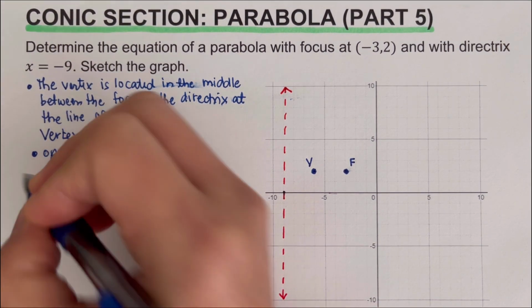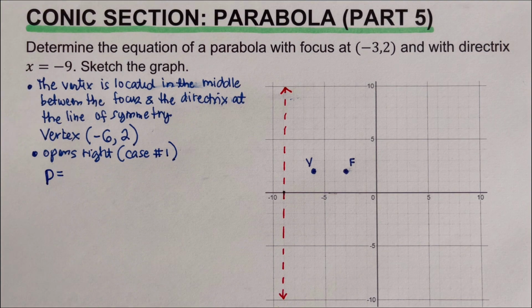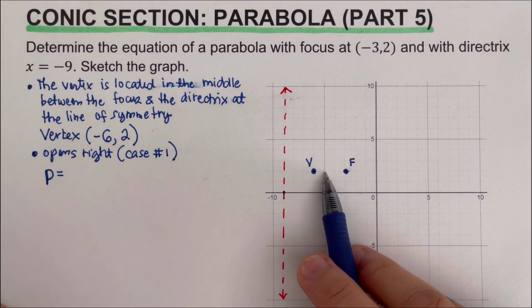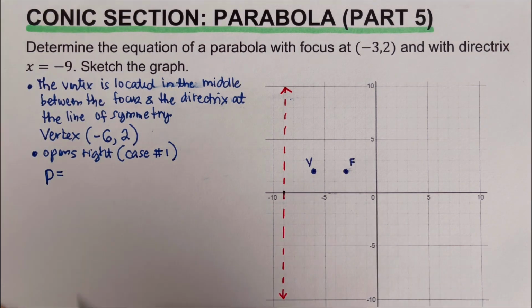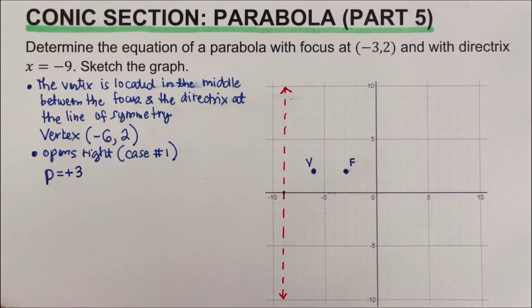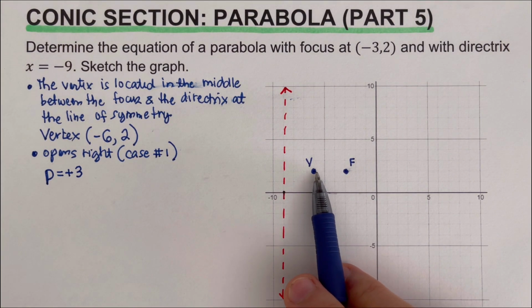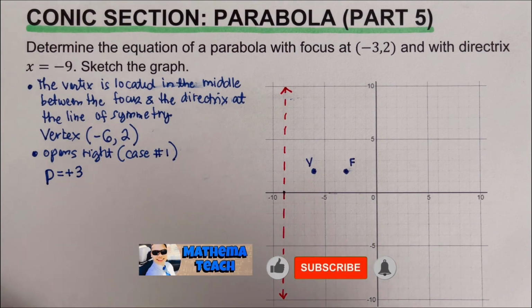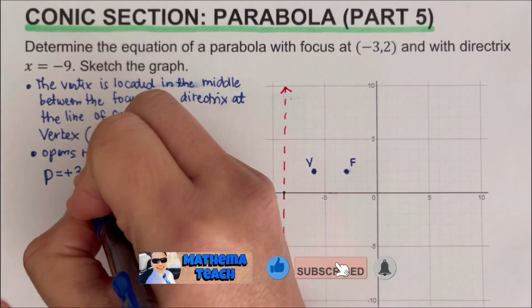So p is the distance from the vertex to the focus. So in this case right here, we have 1, 2, 3. So our p is 3. Please notice that we take a positive value for p because the focus is to the right of the vertex. I'm going to label that up here.